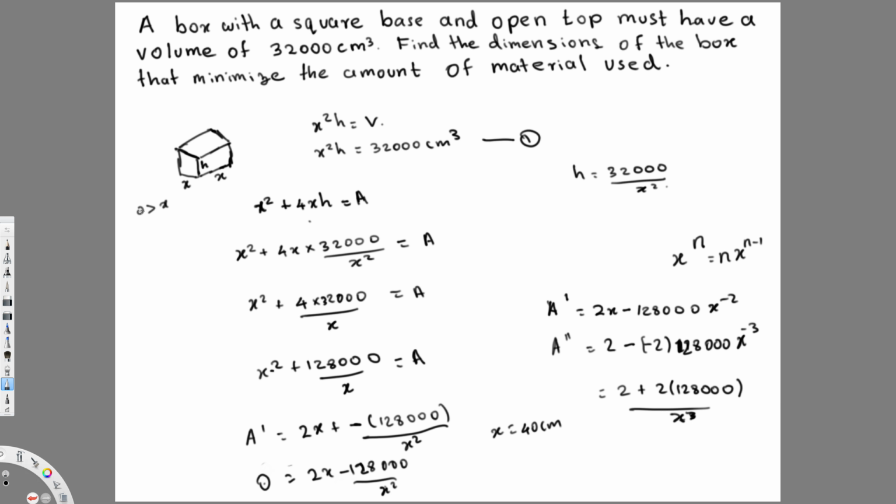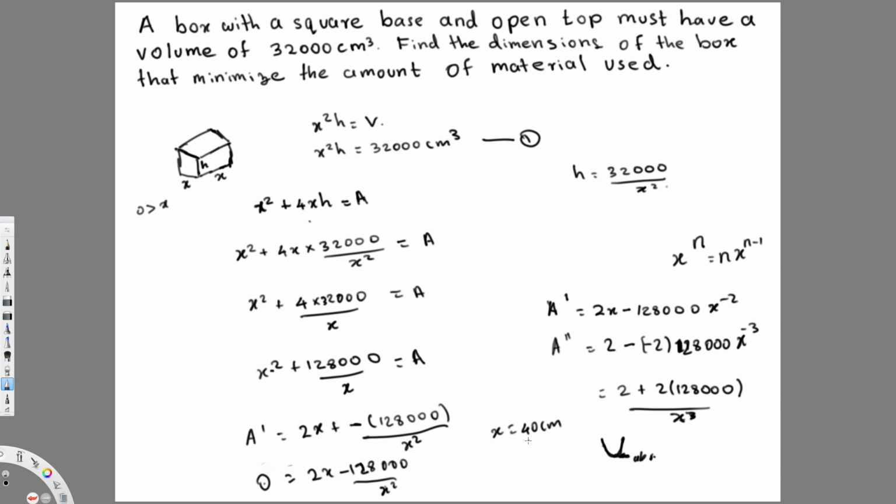Since the second derivative is positive, we know this graph is opening up. If the graph is opening up, this is going to be my absolute minimum, so we definitely know this is the absolute minimum. That's what we want. The question is asking to find the dimensions of the box that minimize the amount of material used. Therefore, we know this is the minimum dimension.